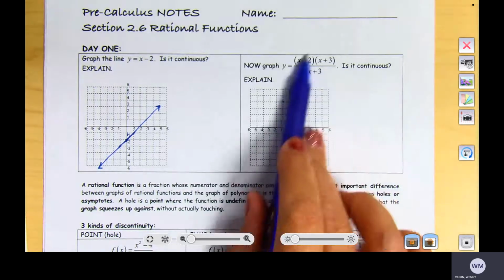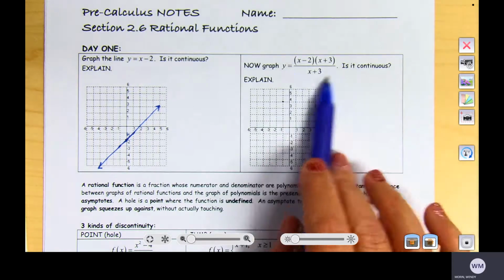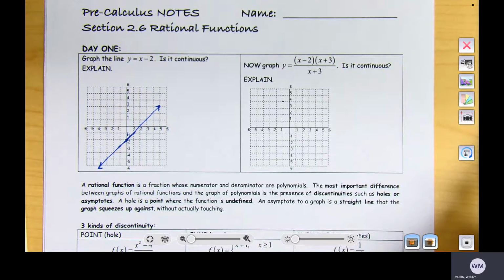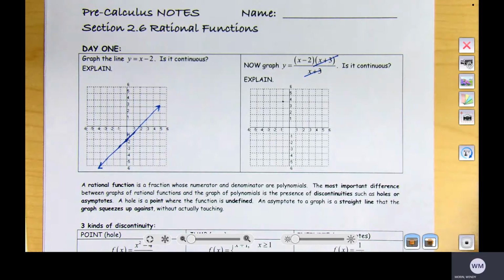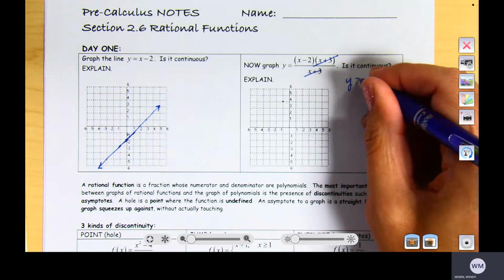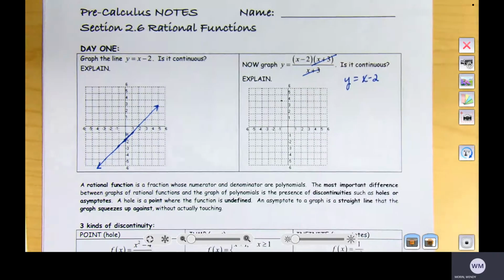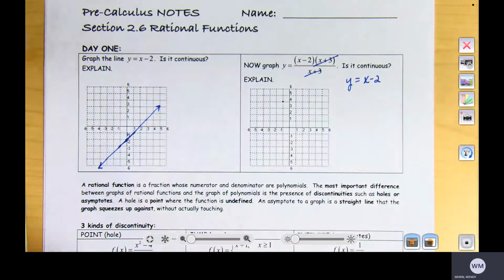But this here is not a polynomial. That's a rational function. Okay? So what do you notice in this? Well, these factors cancel, don't they? So if we graph y equals x minus 2, because that's what's left over, right? Shouldn't we get the same equation?